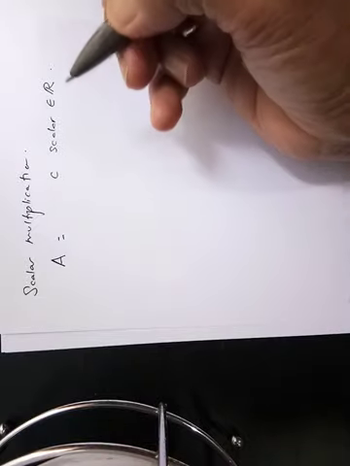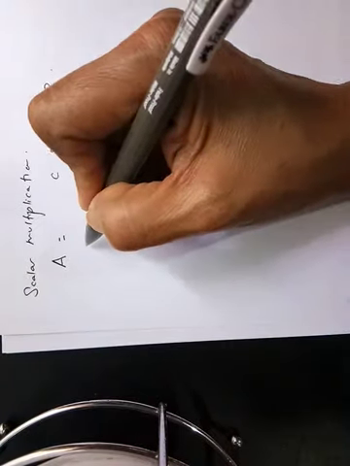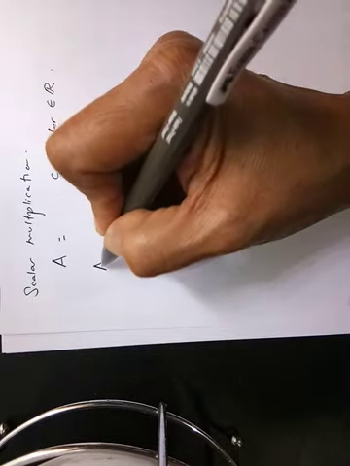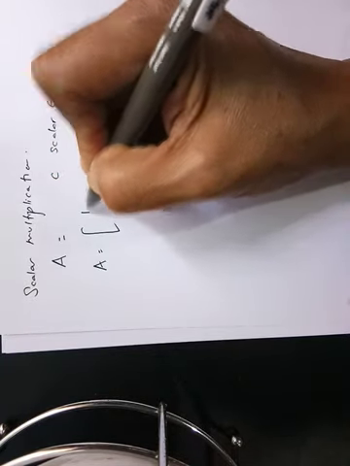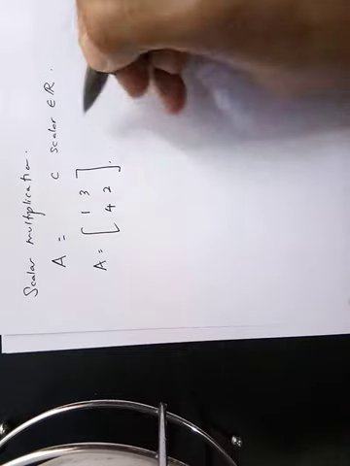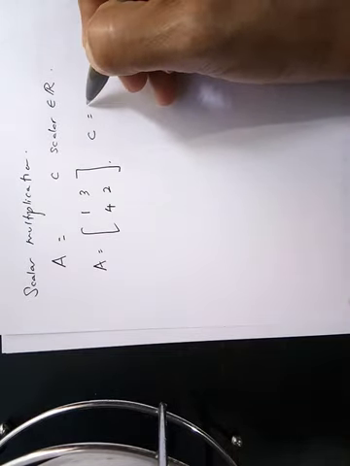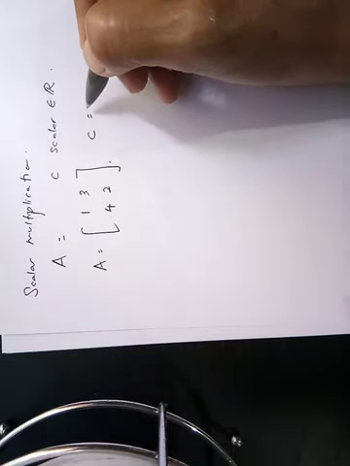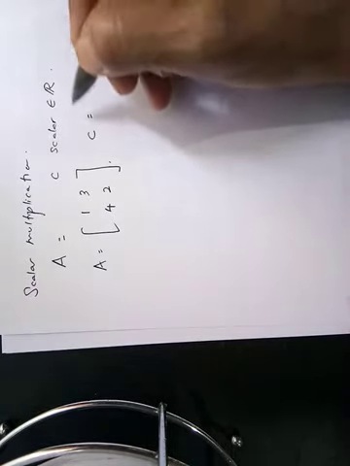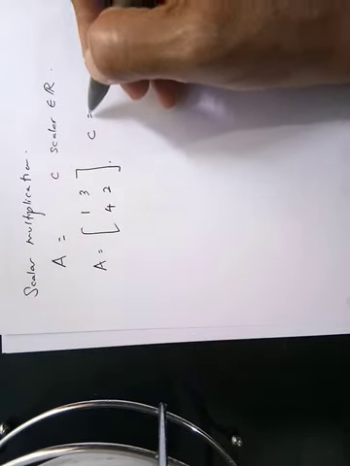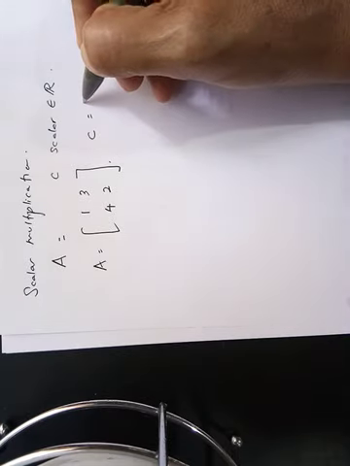Okay, so let's say we have A given by 1, 3, 4 and 2. Okay, C is a single number. Since it is a scalar, so it must be a single number. Let's say C, it can be positive or negative, it can be fraction, it can be decimal numbers. Let's say C is 5.